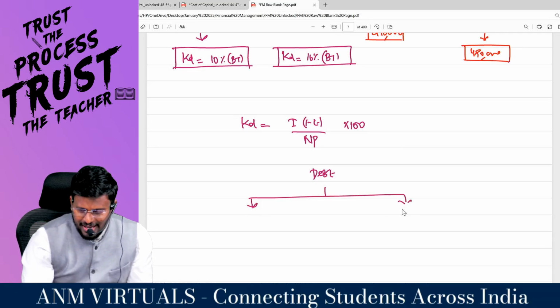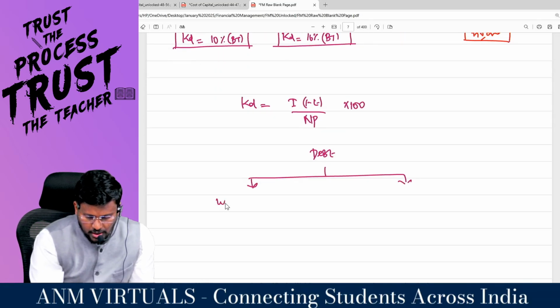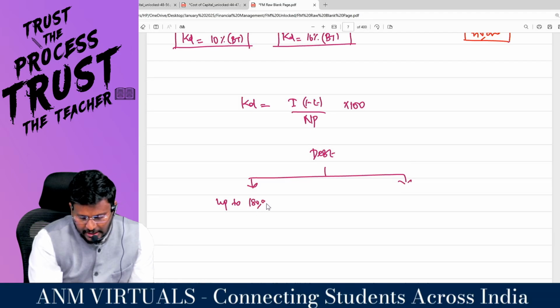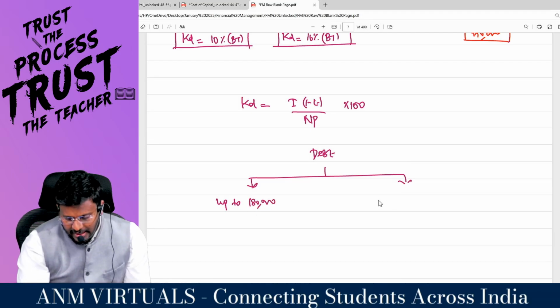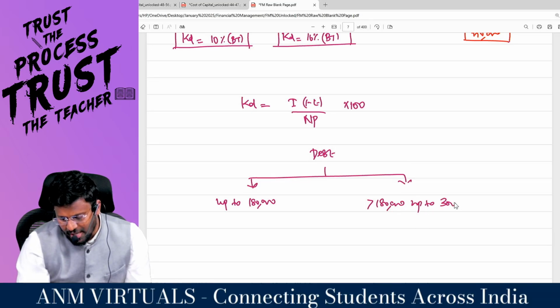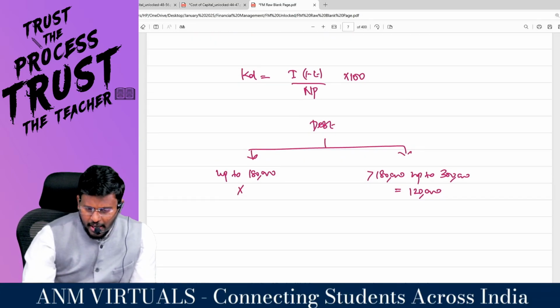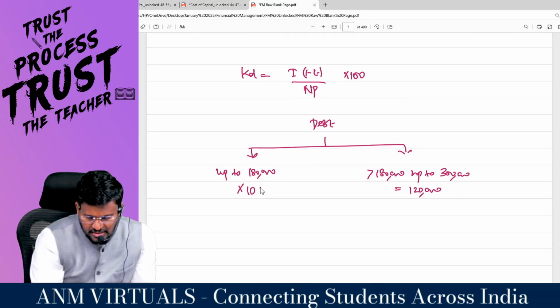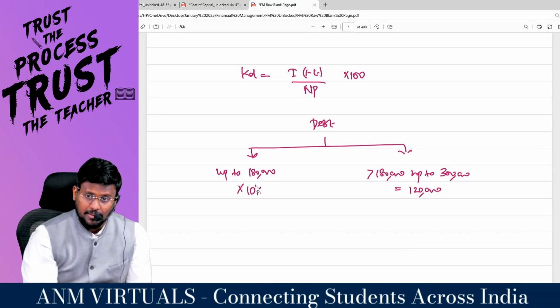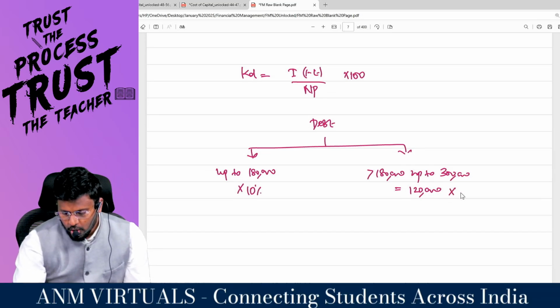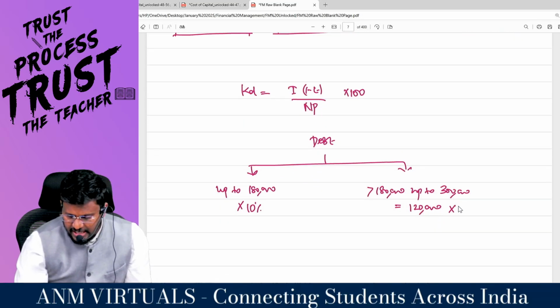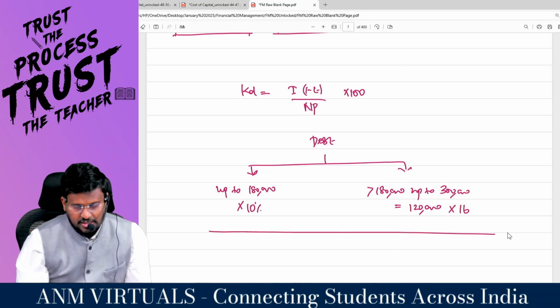Two categories. One layer is up to 1,80,000. And another is beyond 1,80,000 up to 3 lakh, which is nothing but 1,20,000. For the first, you are supposed to pay 10% KD, but that is before tax. And for the second, you are supposed to pay 16%, that is also before tax.